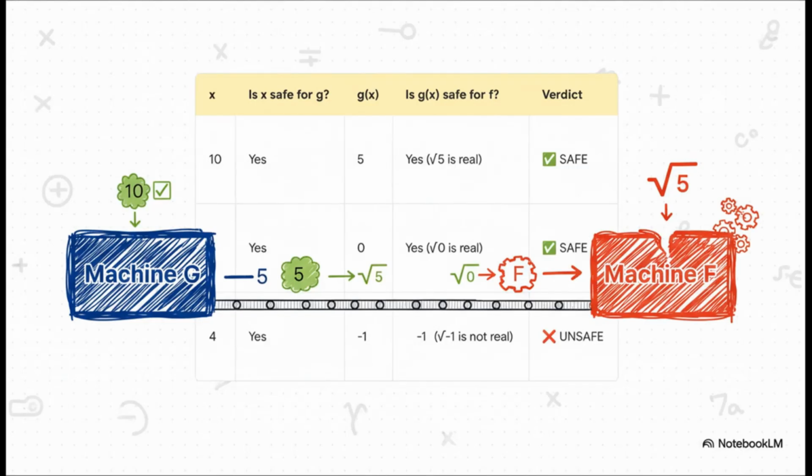Let's say machine F takes the square root and machine G just subtracts 5. Okay, if we start with an input of 10, well, 10 minus 5 is 5. Can we take the square root of 5? Yep, so 10 is safe. What about 5? 5 minus 5 is 0. Can we take the square root of 0? Absolutely. Safe. But look what happens with 4. 4 minus 5 is -1. When that -1 gets to machine F, the line grinds to a halt. It's trying to calculate the square root of -1, and that just breaks the machine in the real number system. So 4 is an unsafe input for this specific assembly line.